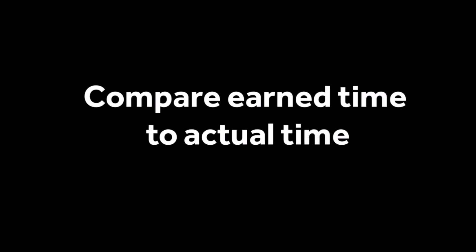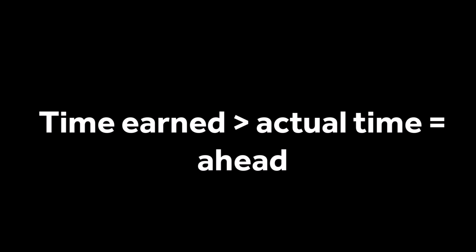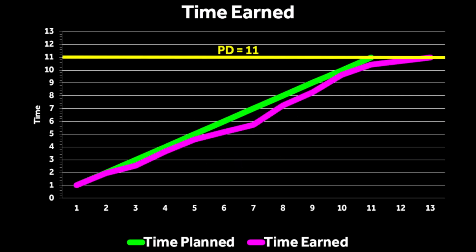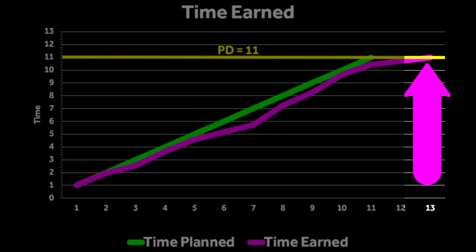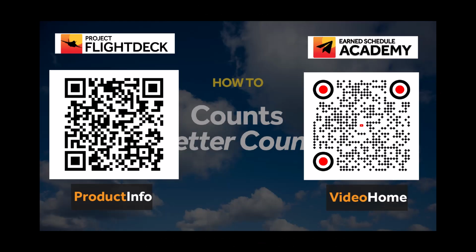To measure schedule performance, start by comparing the time earned to the actual time. If earned is greater than actual, you're ahead. If less, you're behind. You earn out the planned duration only when earned equals planned, even if it happens late. More performance measurements will follow later.